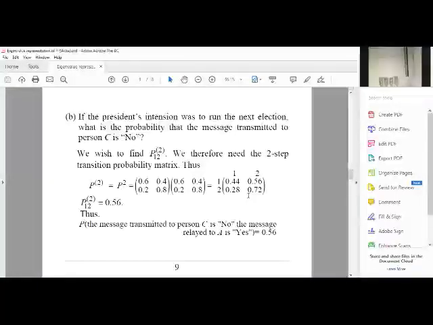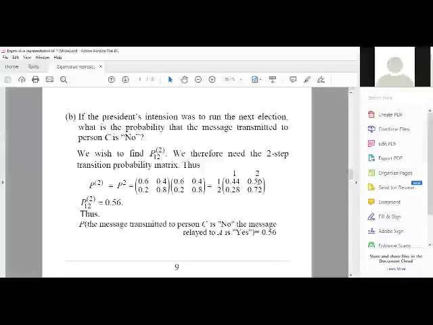Are you okay? Yes, please. Great. So what was the question for B? Read it for me. It says, write down the transition probability matrix. If the president's intention was to run the next election, and the president says yes, which is one, what's the probability that C will receive no? So it's 1 to 2, that's 0.56.